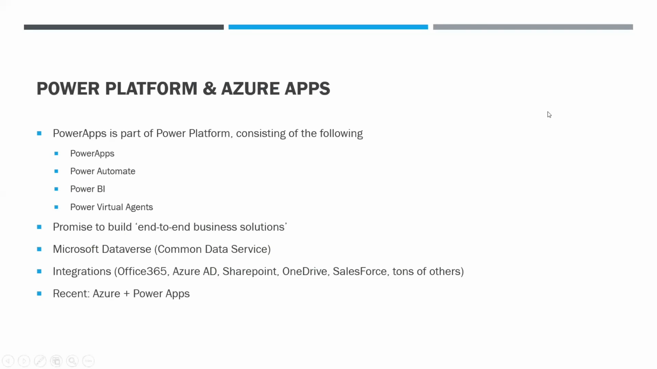All right. So let's move on to Power Platform and Azure Apps. Okay. So Power Apps is essentially part of a bigger platform called Power Platform. And when we started working on it, it consisted of three things: Power Apps, Power Automate, and Power BI. Now the Power Virtual Agents are added that are chatbots.